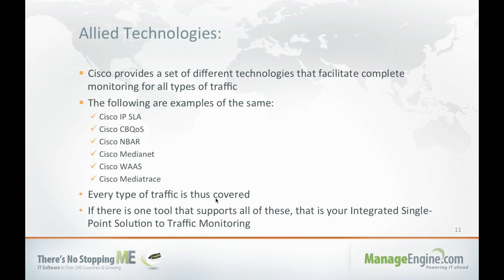Allied technologies. Now, when we talk about an integrated solution, it is not just about bandwidth and traffic anymore. I mean, that is very evident. We have so many other parameters to monitor and measure, SLAs, QoS, and all that being some of them. Since NetFlow was the example that we took, I've taken a group of Cisco allied technologies that facilitate complete monitoring of networks containing different kinds of traffic.